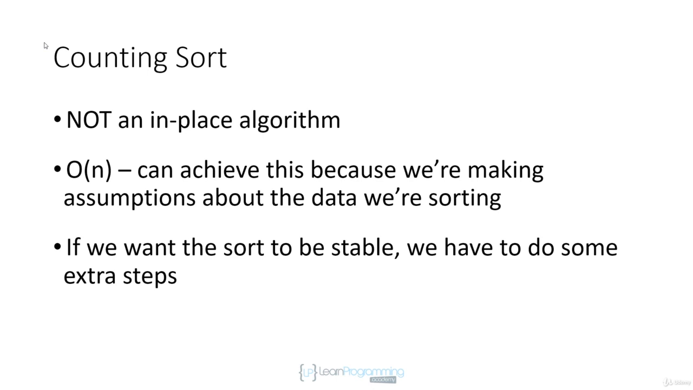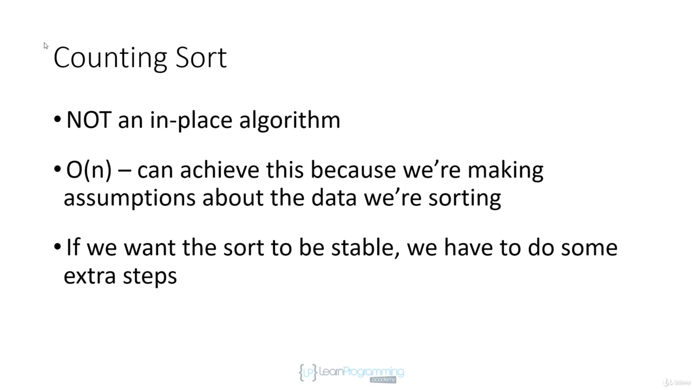So counting sort works best when the number of values in the range you can have is roughly equivalent to the number of values that you want to sort. So in our case, we had a range of 10 values and we had an array of 10, so it was perfect. As I mentioned, this algorithm can achieve linear time, and it can do that because it's making assumptions about the data. And so because it can make these assumptions, it can achieve linear time.